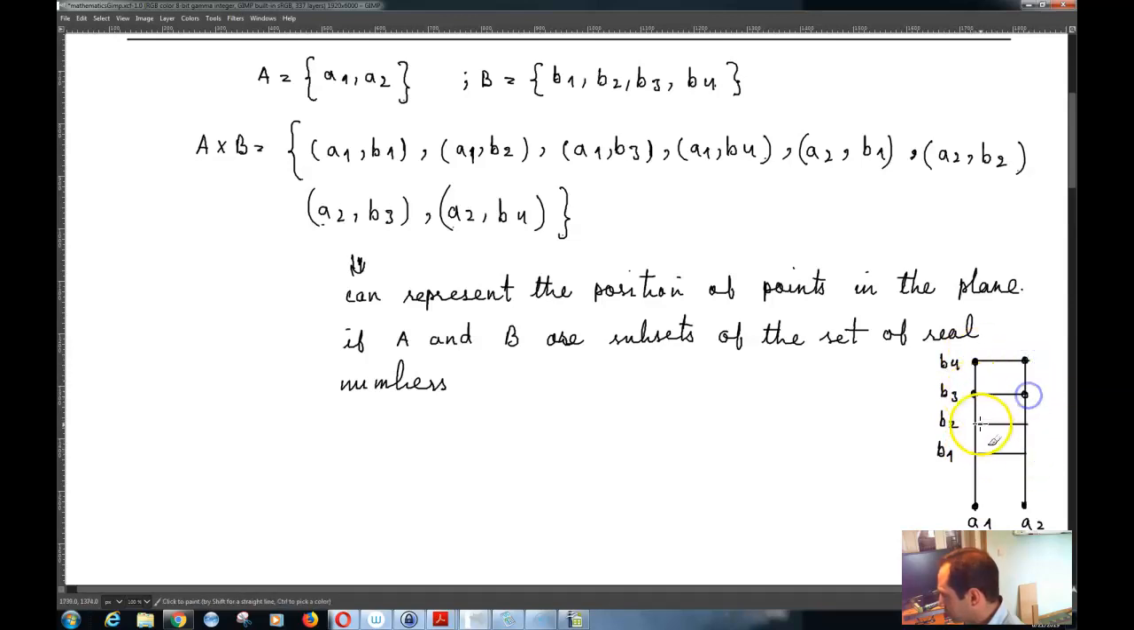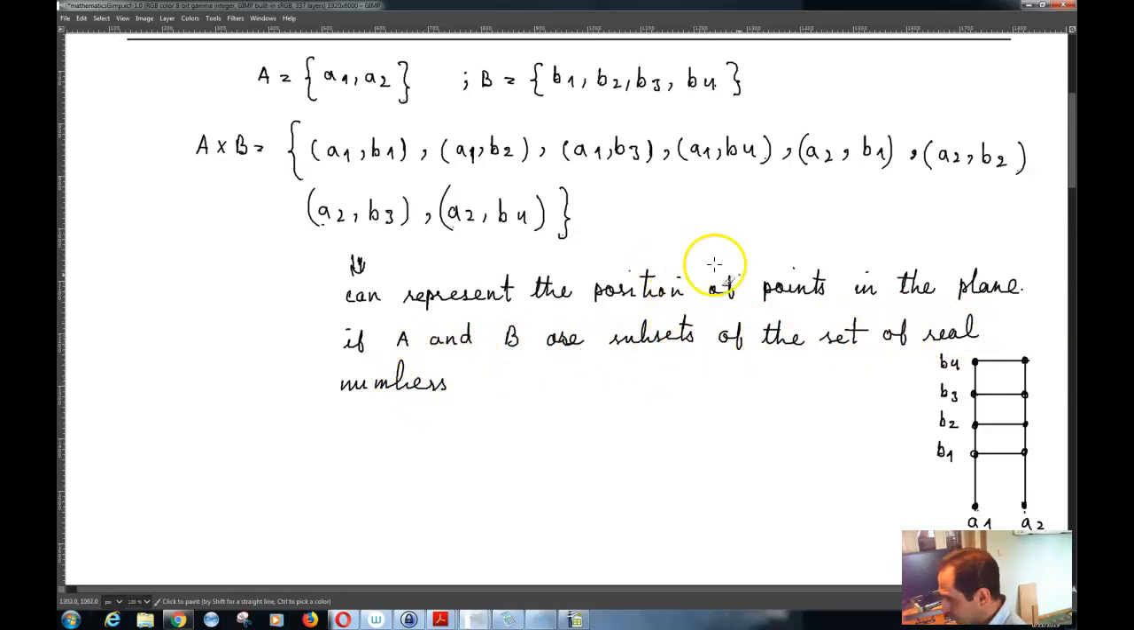That's how they have represented these points. For example, this point would be A1B1, this point would be A1B2, this point would be A1B3, and so on. And for example, this point would be A2B3. They have represented this like this. But more importantly, what they're saying is that these 8 ordered pairs can represent the position of points in the plane if A and B are subsets of the set of real numbers.